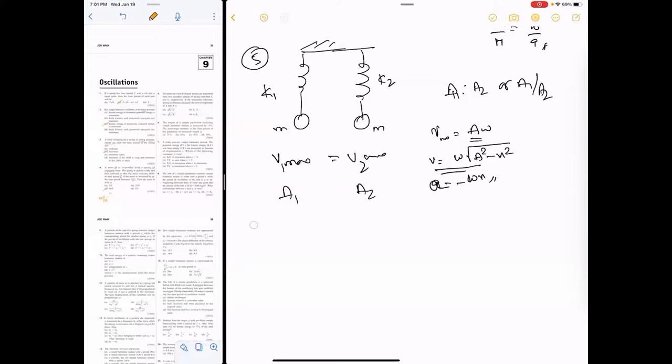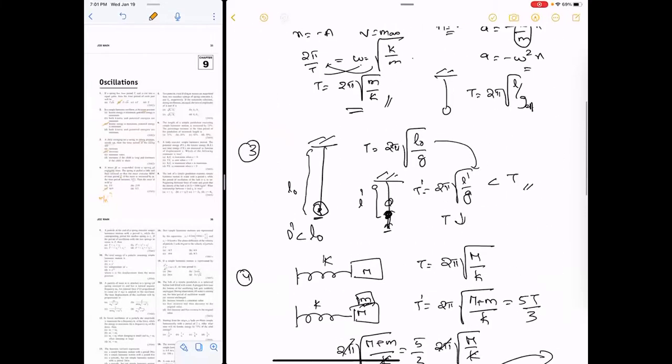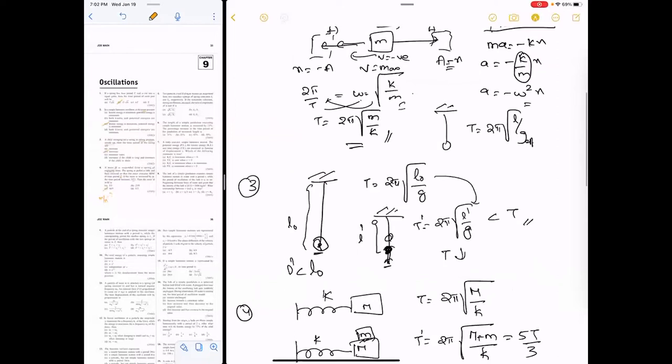So he said both V max are equal. That means V1 max is V2 max. So A1 omega 1 is equal to A2 omega 2. He's asking A1 by A2. A1 by A2 is omega 2 by omega 1. So what is omega? Already I have solved it. Omega I have given here, under root K by M. Omega is equal to root K by M.